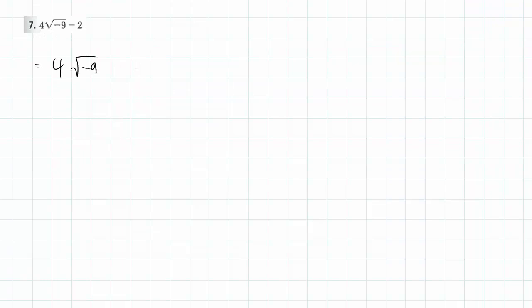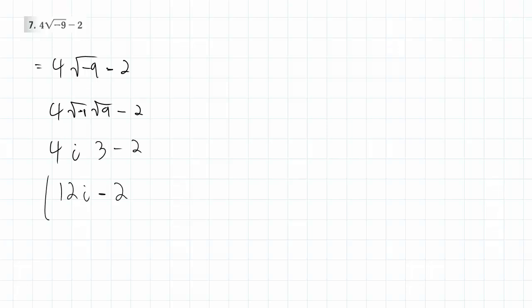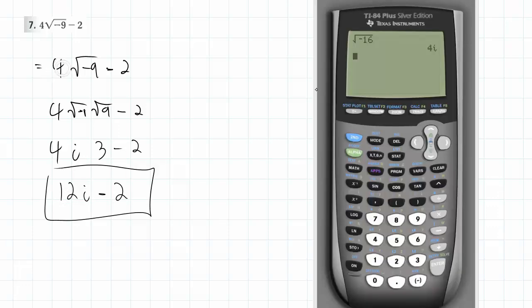For number 7, again, I can calculate it by hand. If you don't like using a calculator, with negative square roots you're dealing with the square root of negative 1. The square root of negative 1 is i, and the square root of 9 is 3. I simplify that and get 12i minus 2.